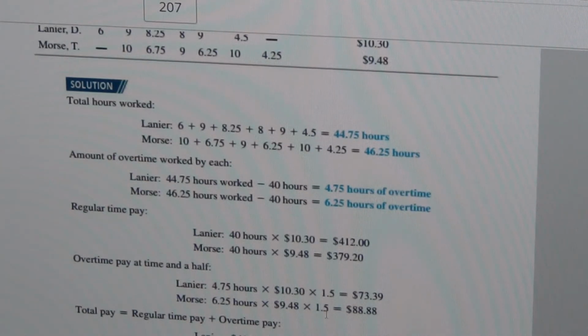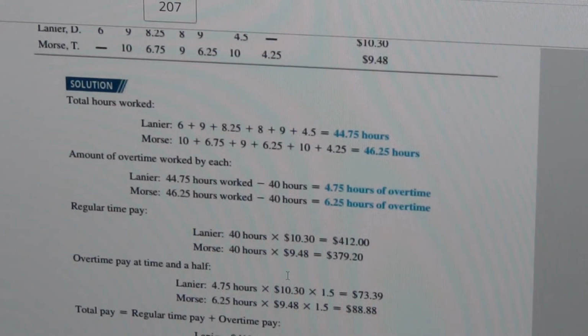So now that represents the time and a half, right? And so in this case, we're going to get $88.88. So it doesn't apply to all the 40 hours, just the amount of time that was overtime is paid at a higher rate. That's the time and a half.